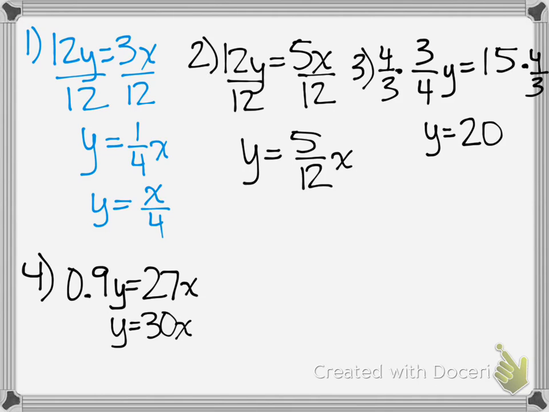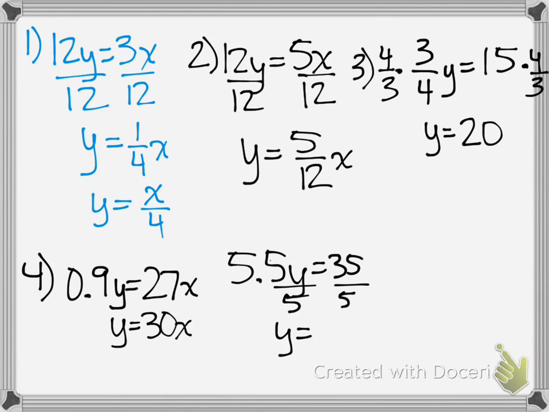All right, number 5. What did we get? Y equals 7. Good. So 5y equals 35. We're just dividing. Y equals 7. Questions about 1 through 5 before we do 6 through 9?